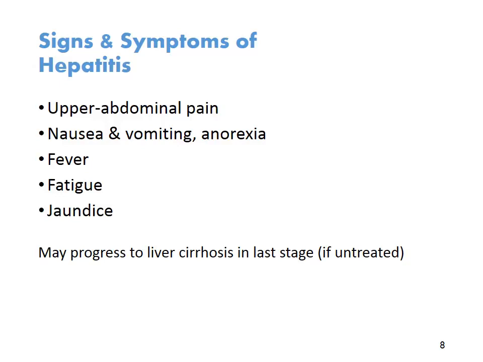A person with hepatitis may present with symptoms such as upper abdominal pain, nausea and vomiting, anorexia, which means no appetite, fever, fatigue, and jaundice.